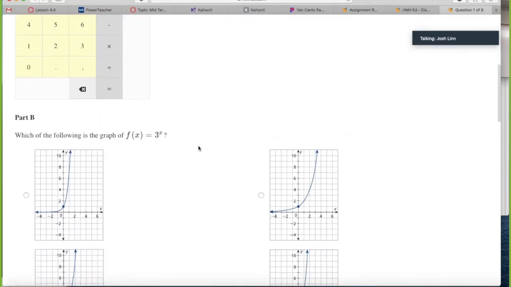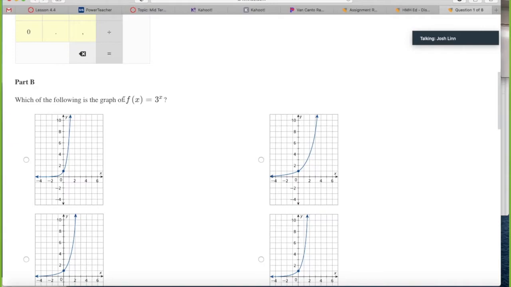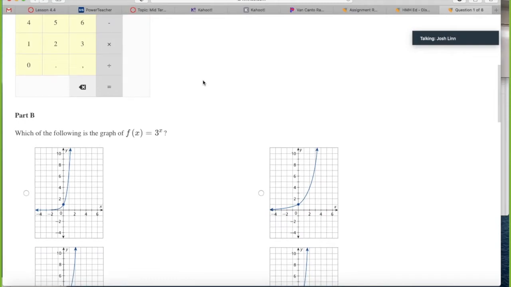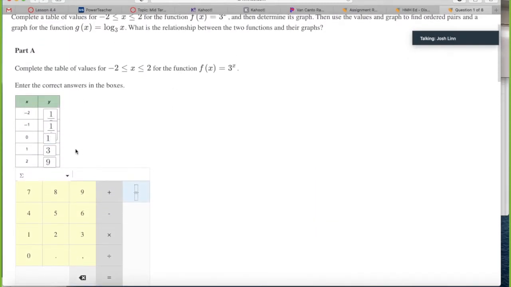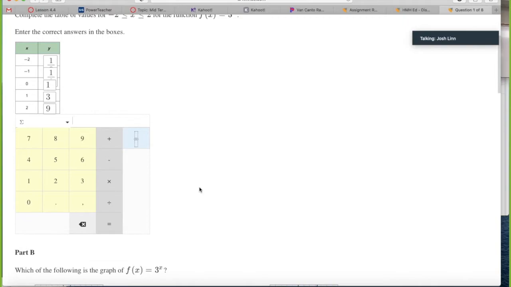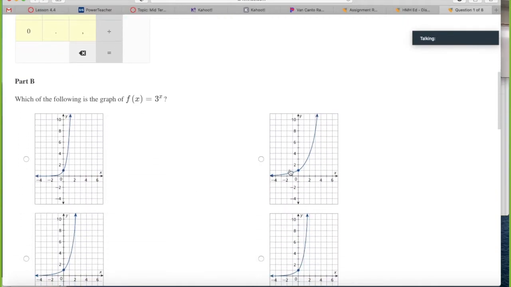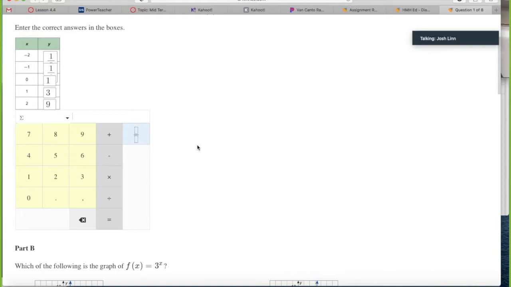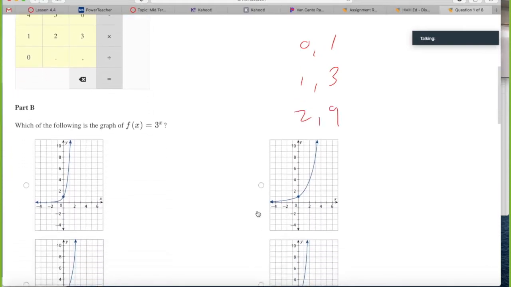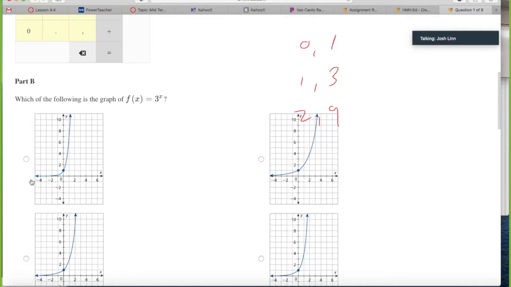So then moving right along, which of the following graphs is the graph of f of x equals 3 to the x? We just take our points and figure out where they lie. I'm just going to write these on the screen: 0, 1; 1, 3; 2, 9. I bet if those 3 points are on there, then we're good to go. So 0, 1, then 1, that's like 1, 6. So it's not that one.